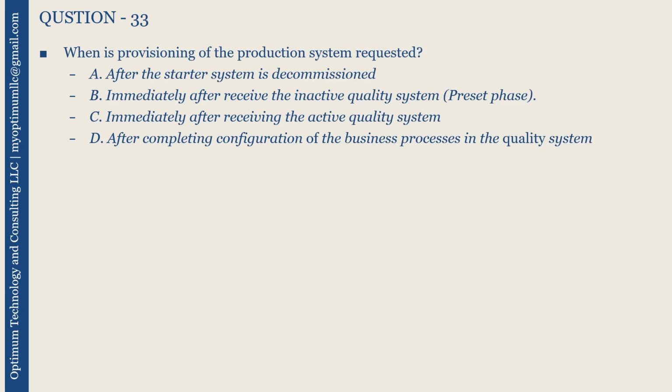Question 33. When is provisioning of the production system requested? A. After the starter system is decommissioned. B. Immediately after receiving the inactive quality system, preset phase. C. Immediately after receiving the active quality system. D. After completing configuration of the business processes in the quality system.